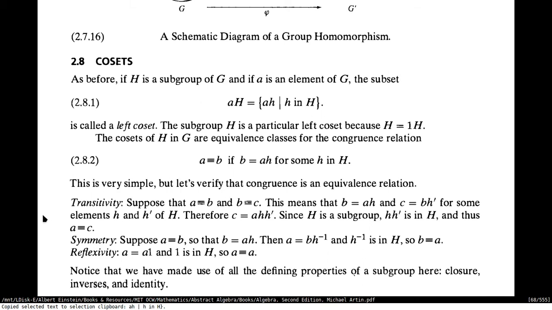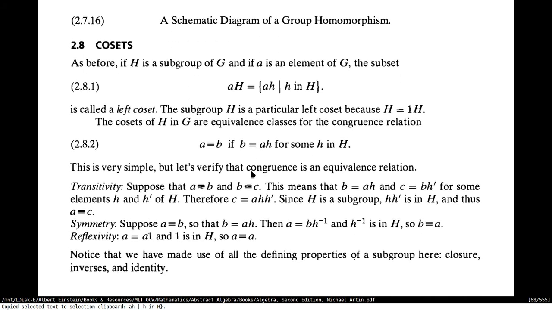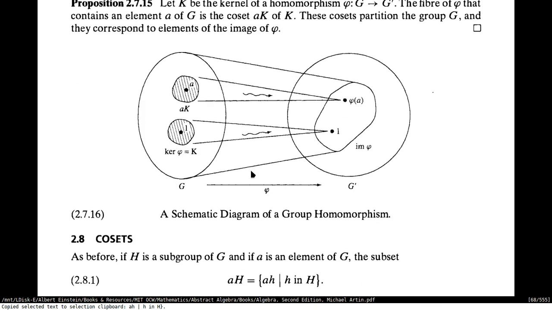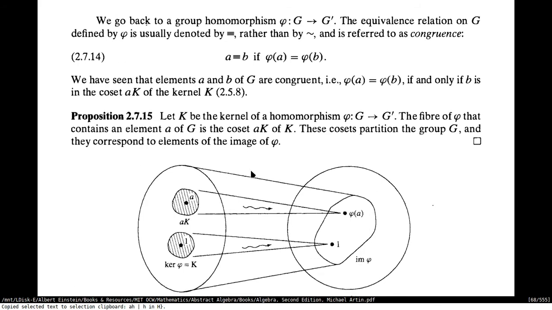So the cosets of H in G are equivalence classes for the congruence relation. So a is congruent to b if b can be represented as ah for some element h in the subgroup H, right? So you have to prove that this congruence indeed is an equivalence relation. We just claimed here that it is an equivalence relation, but we have not proved it.